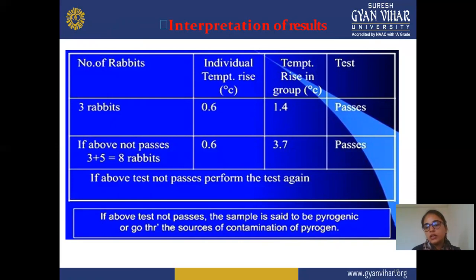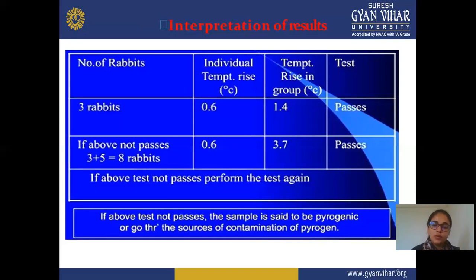In this, we are taking an additional 5 rabbits, meaning the previous 3 and the additional 5, so a total of 8 rabbits are present. The individual temperature rise is 0.6 and the total for these 8 rabbits is 3.7, then you can say that it's a pass. If not in this range, then the above test is not passed.